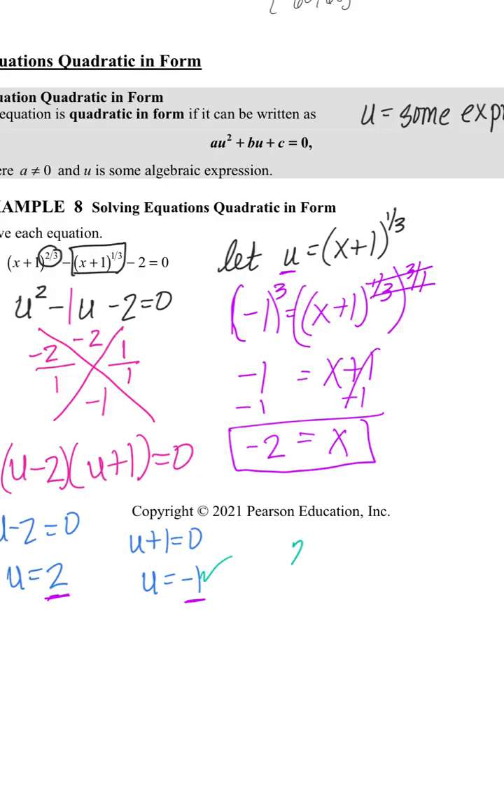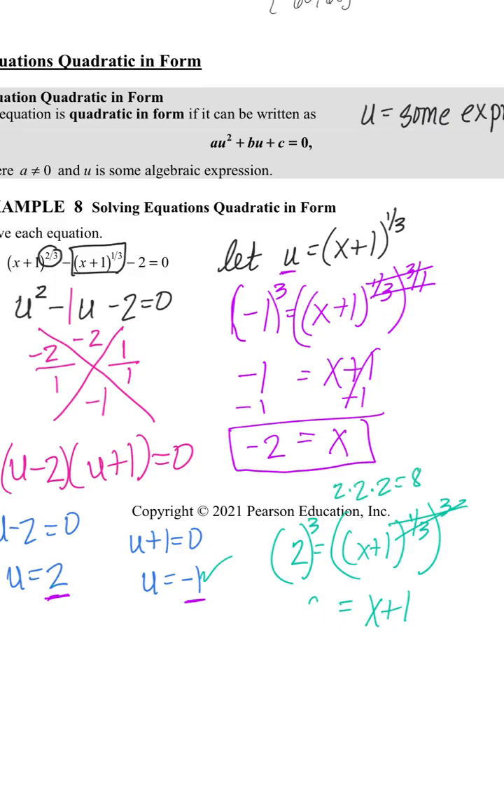So let u equal 2. Now this is x plus 1 to the 1/3. So we're going to raise this to the 3rd power. So we got to raise this to the 3rd power. So all of this cancels out. So we get x plus 1. Now 2 times 2 times 2, 2 times 2 times 2 is 8. Now subtract 1 from both sides. So your solution set is negative 2 and 7.